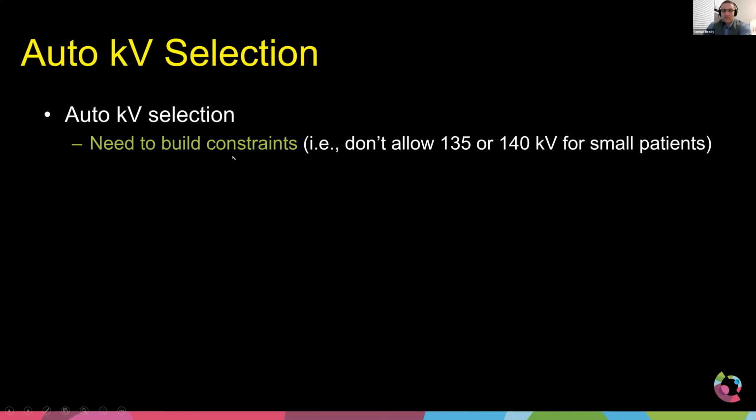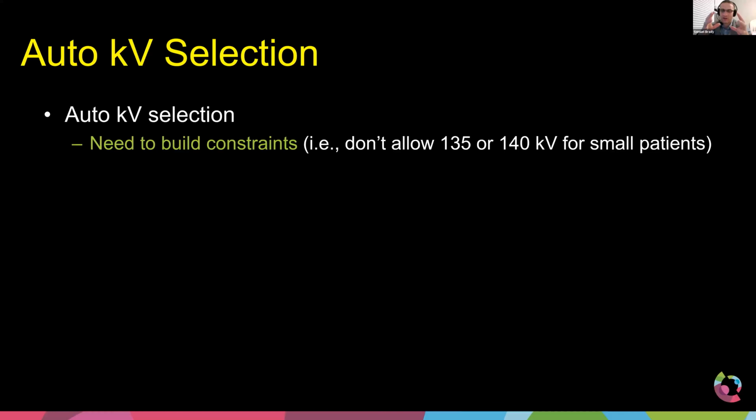First of all, you absolutely need to build constraints into the system. When we got this system years ago and we looked at it, the first thing we knew was we did not want, for our little kids, the system to ever pick a higher kV. It's okay if it picked a lower kV, but never pick a higher. As you remember, when we went from 120 to 80 a couple slides ago, the contrast enhanced. And that's a good thing.